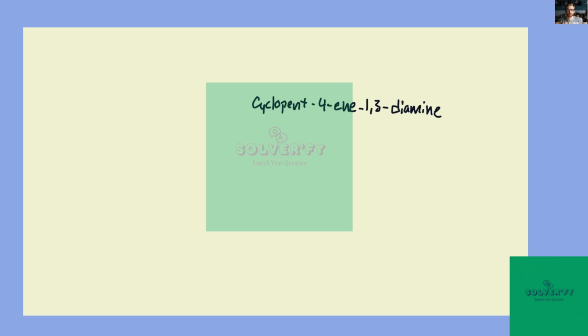Right, so we know from cyclopent that we have a 5-membered ring. And we know from 4-ene that we have a double bond between carbons 4 and 5. Let's call this carbon 4, let's call this carbon 5, which makes this carbon 1 and this carbon 3. And that's where we have our amine NH2 groups. I'm going to draw this without stereochemistry for now.